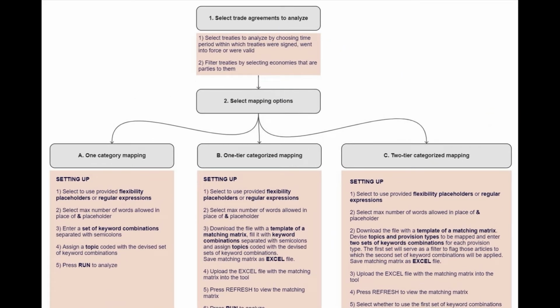In the first module, you can select trade agreements that you would like to analyze. To do that, you can use the provided filters that allow you to select trade agreements by the dates of their signing or their going into force, or by the period within which those trade agreements were valid and implemented. The second filter allows you to additionally select trade agreements by the parties that are signatories to your treaties of interest.